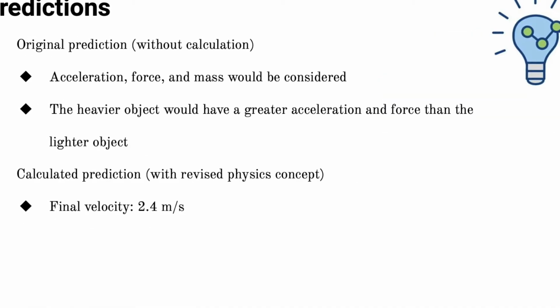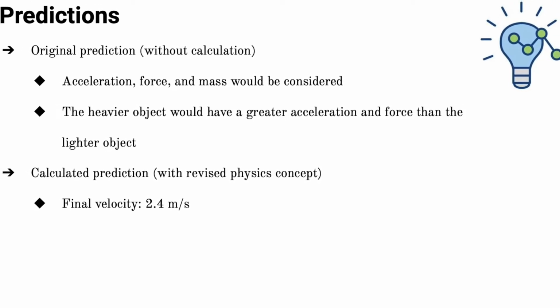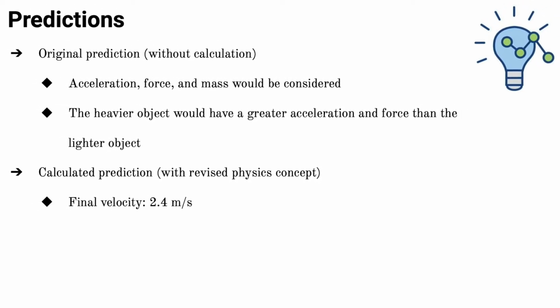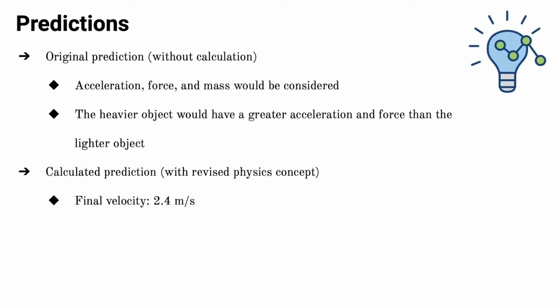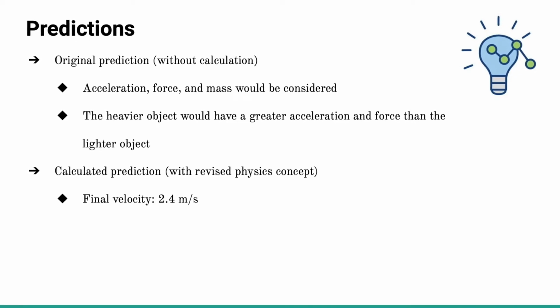For our original prediction, we hypothesized that acceleration, force, and mass would be considered, and that the heavier object would have a greater acceleration and force than the lighter object. Our calculated prediction was a final velocity of 2.4 meters per second.